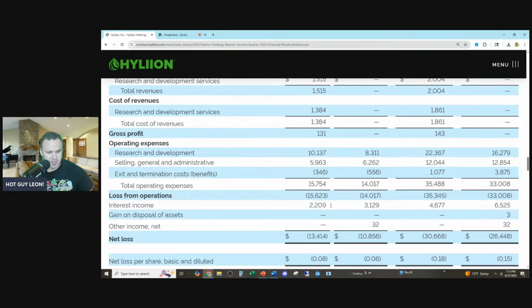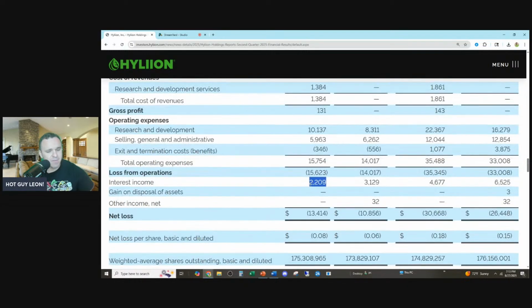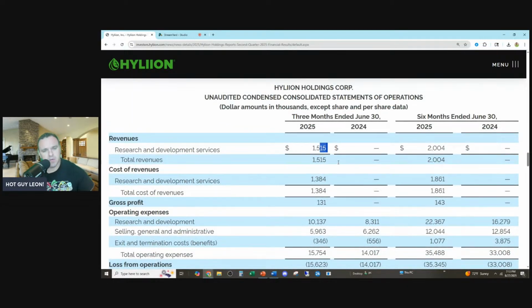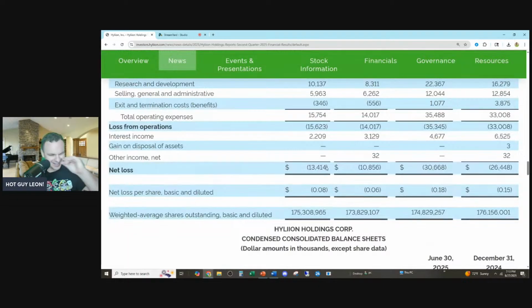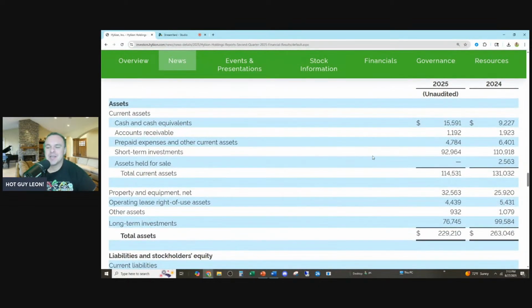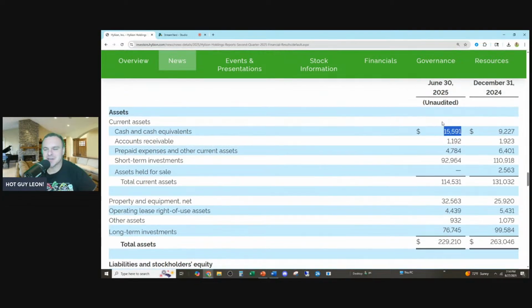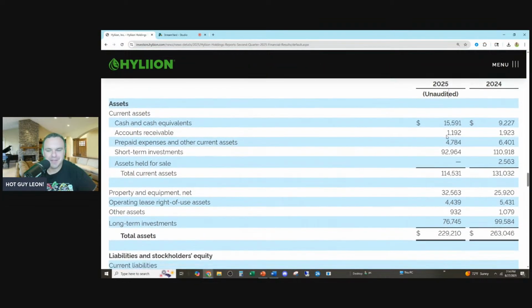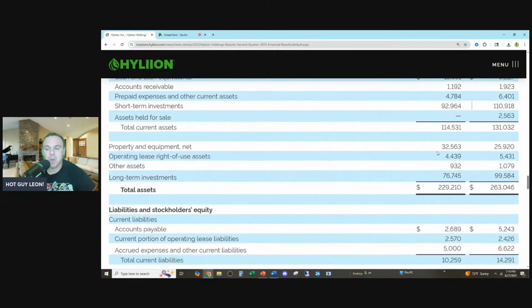Oh, but they have interest income from their treasuries, bro. Look at that interest income. They have more interest income than revenue, for a net loss of $13 million. All right, so they got cash of $15.5 million as of June 30th, 2025. Accounts receivable of $1.1 million. Wow. Prepaid expenses of $4.7 million. And short-term investments of $92 million. That's where most of the interest is coming from.